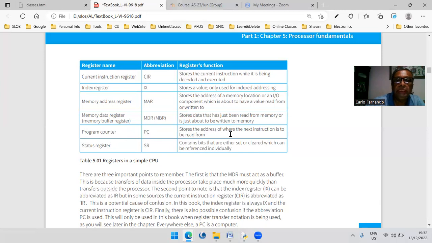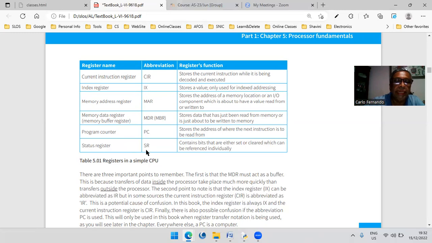Program counter stores the address of where the next instruction needs to be read from. All these are mentioned in the summarized form. Even if you miss this part, you will know. I have already taught you all these things, but these are details which will enhance your knowledge. So the address of where the next instruction is to be read from. So the instructions are kept in addresses. So what is the address of the next instruction?